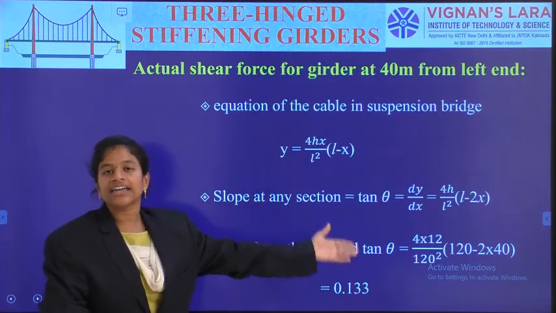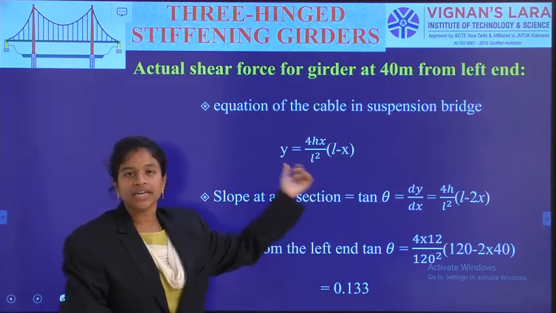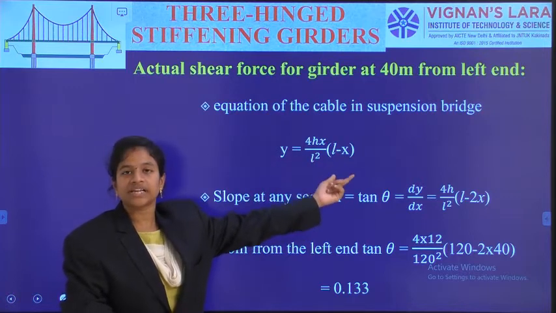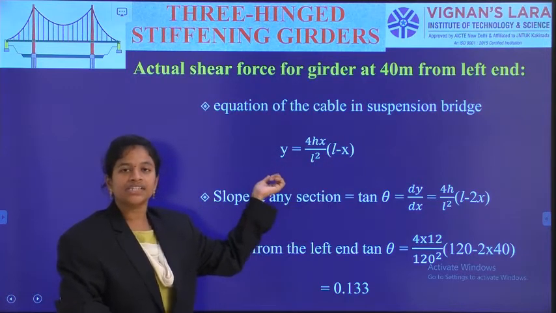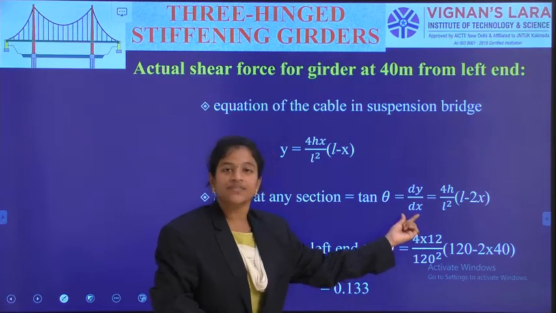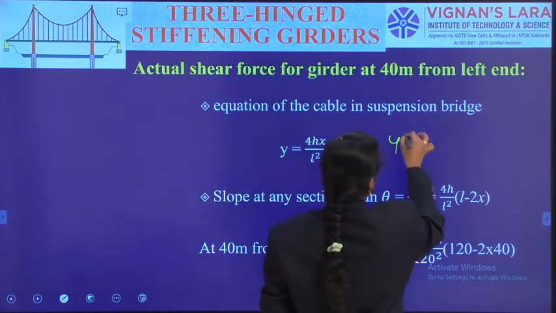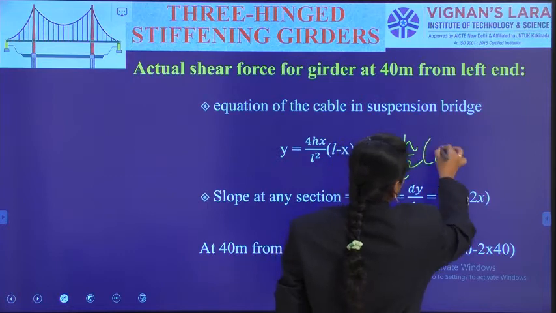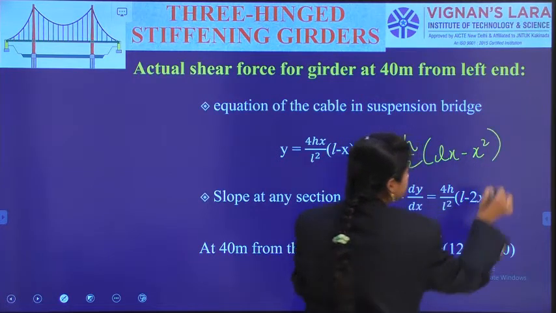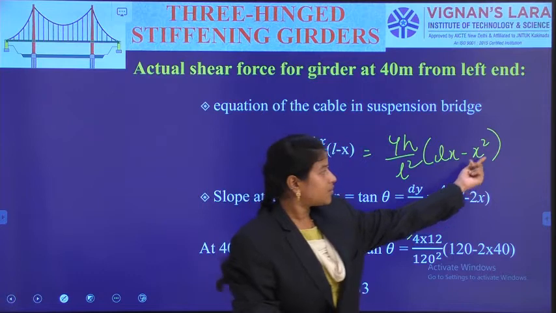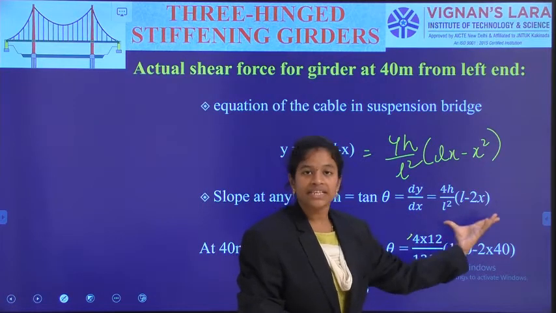For tan theta, I need to use the parabolic shape of the cable. So y is equal to 4hx by L square into L minus x. And with the differentiation, we have got dy by dx, which is equal to tan theta. With the differentiation, I have given as 4h by L square into Lx minus x square multiplication. So with the coefficient L, with the x square, we have got 2x. So this is our answer.